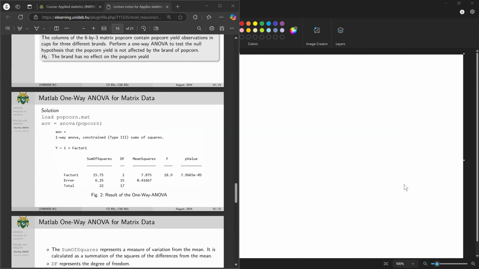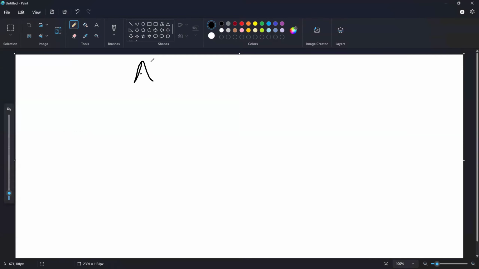Okay, hello. In this meeting, we will be discussing ANOVA and also the box plot question that the professor said will come in the exam. So let's start with ANOVA. What does ANOVA stand for? ANOVA stands for Analysis of Variance.